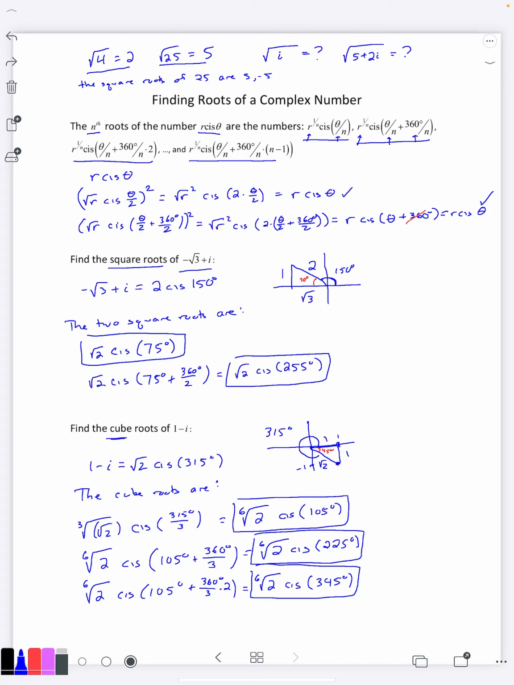And then that means we're done. If we were talking about fourth roots, we would have had to go to a fourth step and so on. And again, you can choose to convert these to standard form if you prefer, but it's not really necessary. And this is how we find any roots of any complex numbers. Just keep using the same process every single time, and you can find the roots.